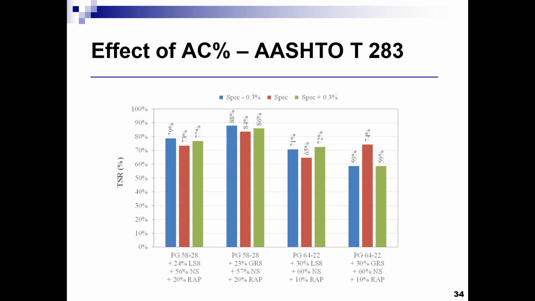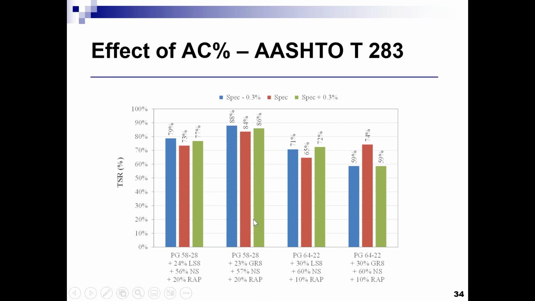This slide shows the effect of the asphalt content on the tensile strength ratio. You can see that when we used 58-28, we got better tensile strength ratio values than when we used 64-22. Why is that? When you use 58-28, because it's a softer asphalt binder, you might get a little bit better absorption into the aggregate, so that will give you a little bit better adhesion between the asphalt binder and the aggregate. And when you measure the strength, that can show up in your strength measurements.